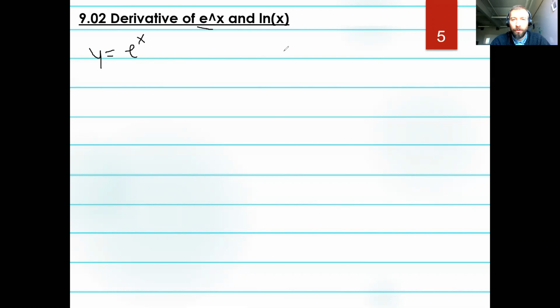And then natural log, its inverse. Remember that these are inverses of each other. That log is actually log with a base of e. Anyways, natural log of x is what we're going to be talking about in addition. Now we'll start with the exponential function.